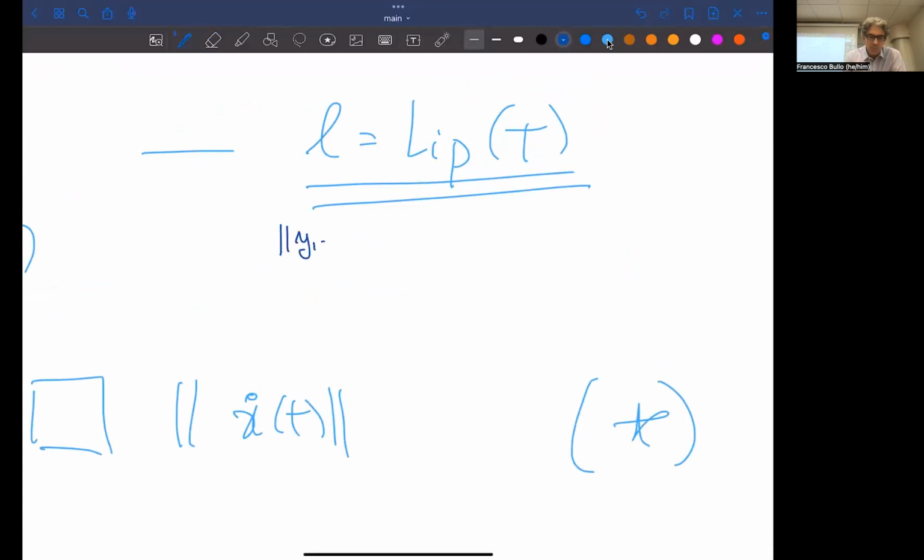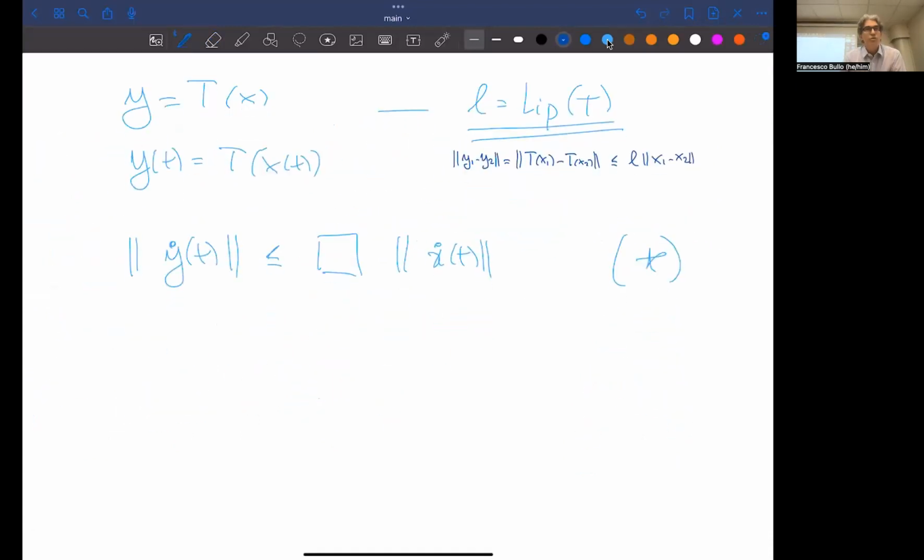Yeah, y1 minus y2, which is equal to t of x1 minus t of x2. But because it's Lipschitz, it's L times x1 minus x2. So here I didn't write anything. I just wrote the Lipschitz definition. So we know that if you have a finite variation in x, this gives you a finite variation in y, modulated, amplified or attenuated by the constant L. This is the definition of the Lipschitz constant. So therefore, please believe me when I tell you that here you put an L.